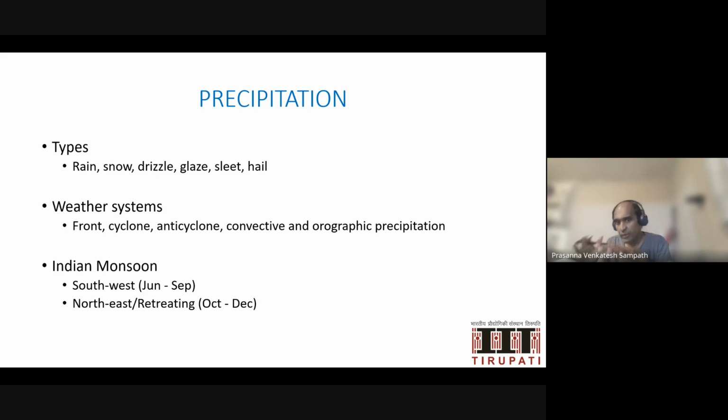We will stop with that for the day today, and we will resume again on Friday. Okay, in the meanwhile, I'm going to share some reading material about this precipitation. You can just look it up. I'll share it on Google Classroom, and we'll take it from there.